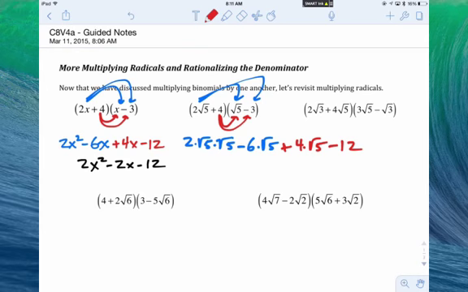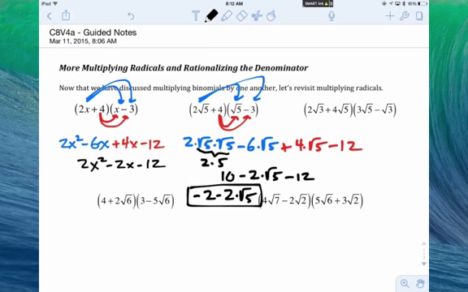Now let's see if there's any combining or simplifying we can do. The first thing I noticed is that the square root of 5 times the square root of 5, by definition, is 5. So here we've got 2 times 5, also known as 10. Negative 6 times the square root of 5 plus 4 times the square root of 5, we can combine these to make negative 2 times the square root of 5. And then, of course, we have minus 12. And this 10 and minus 12, we can combine those two and we end up with negative 2 minus 2 times the square root of 5. And this right here, that is our product from that multiplication problem.